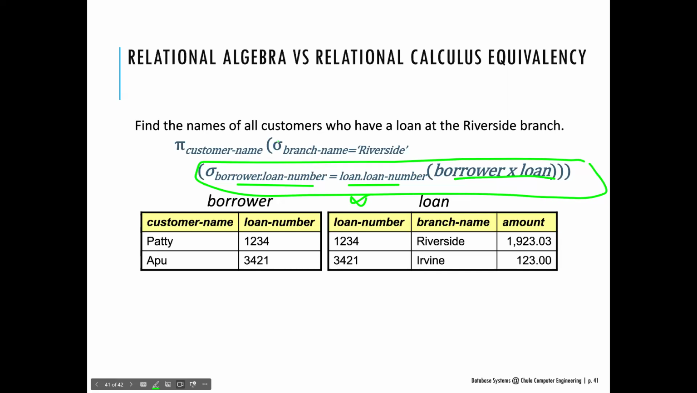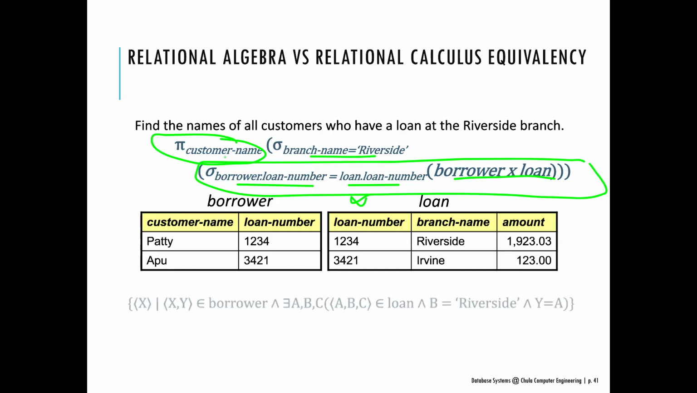Then I would only select where branch name equals Riverside, and then I project the result, just the customer name. So this is how we would write it. You could use join as well. So this is just to write it out with basic operations, right?